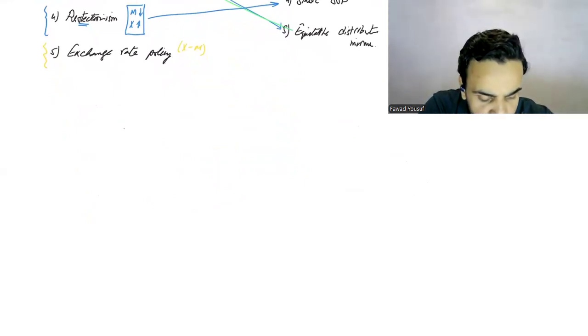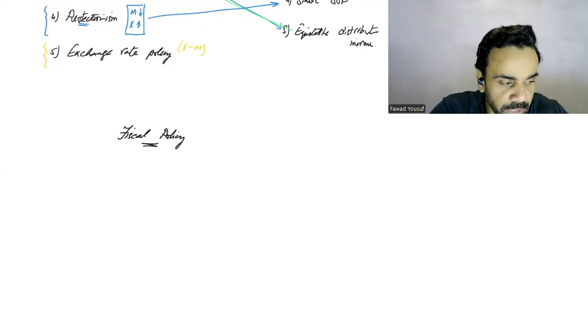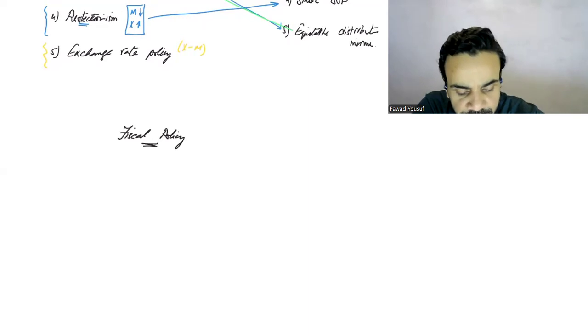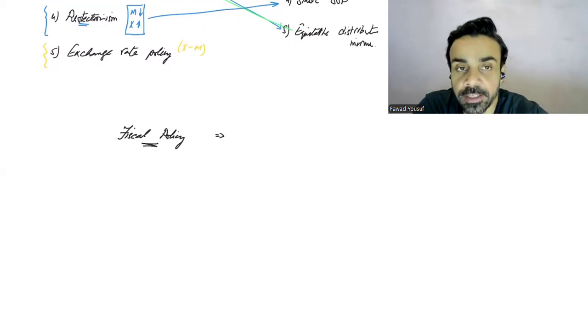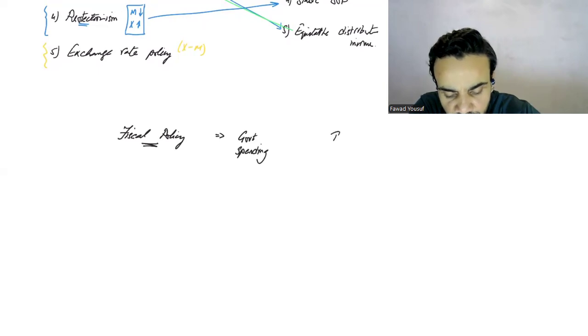So let's suppose we talk about the fiscal policy. The first thing we need to realize is fiscal policy basically has two things in it. Okay. It's got the government spending and it has the government's tax revenue.